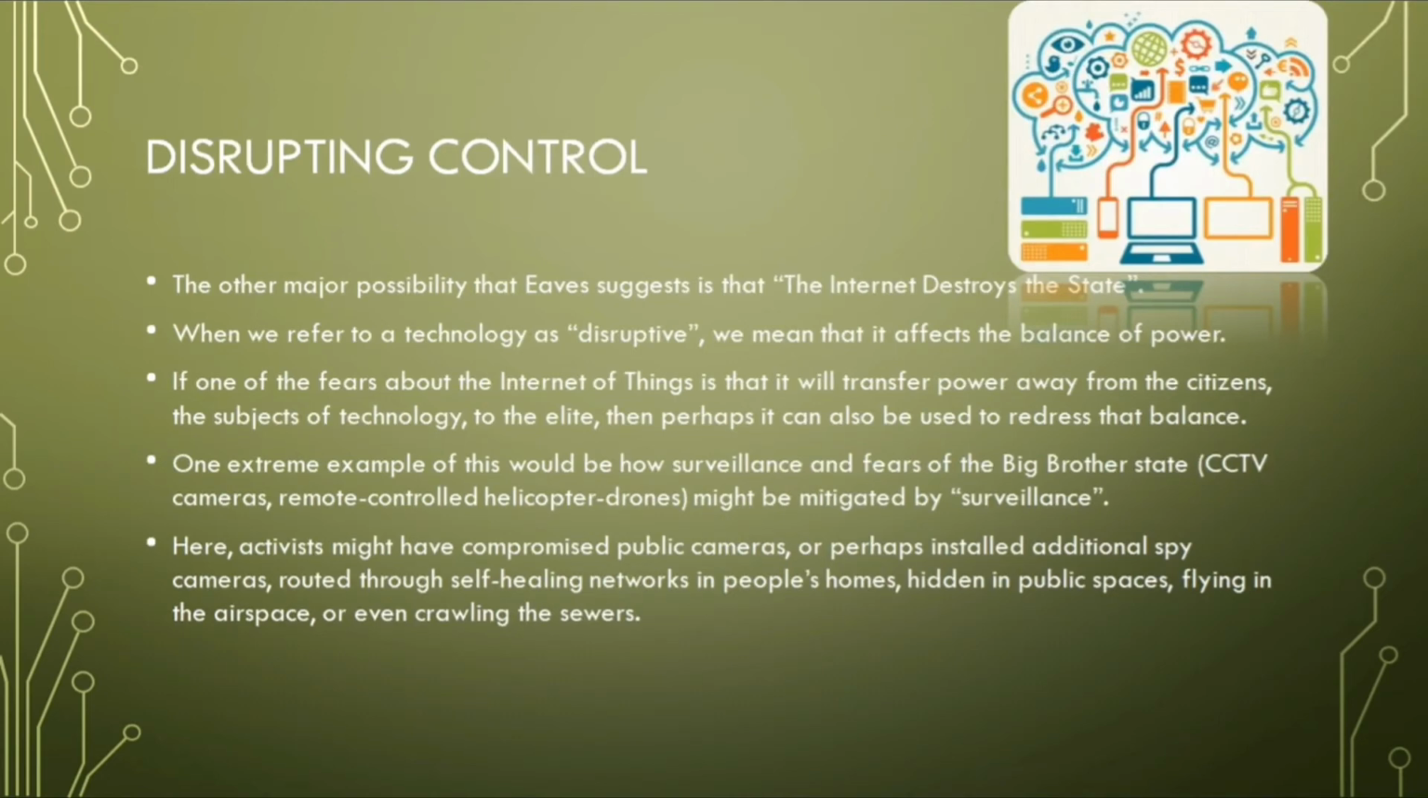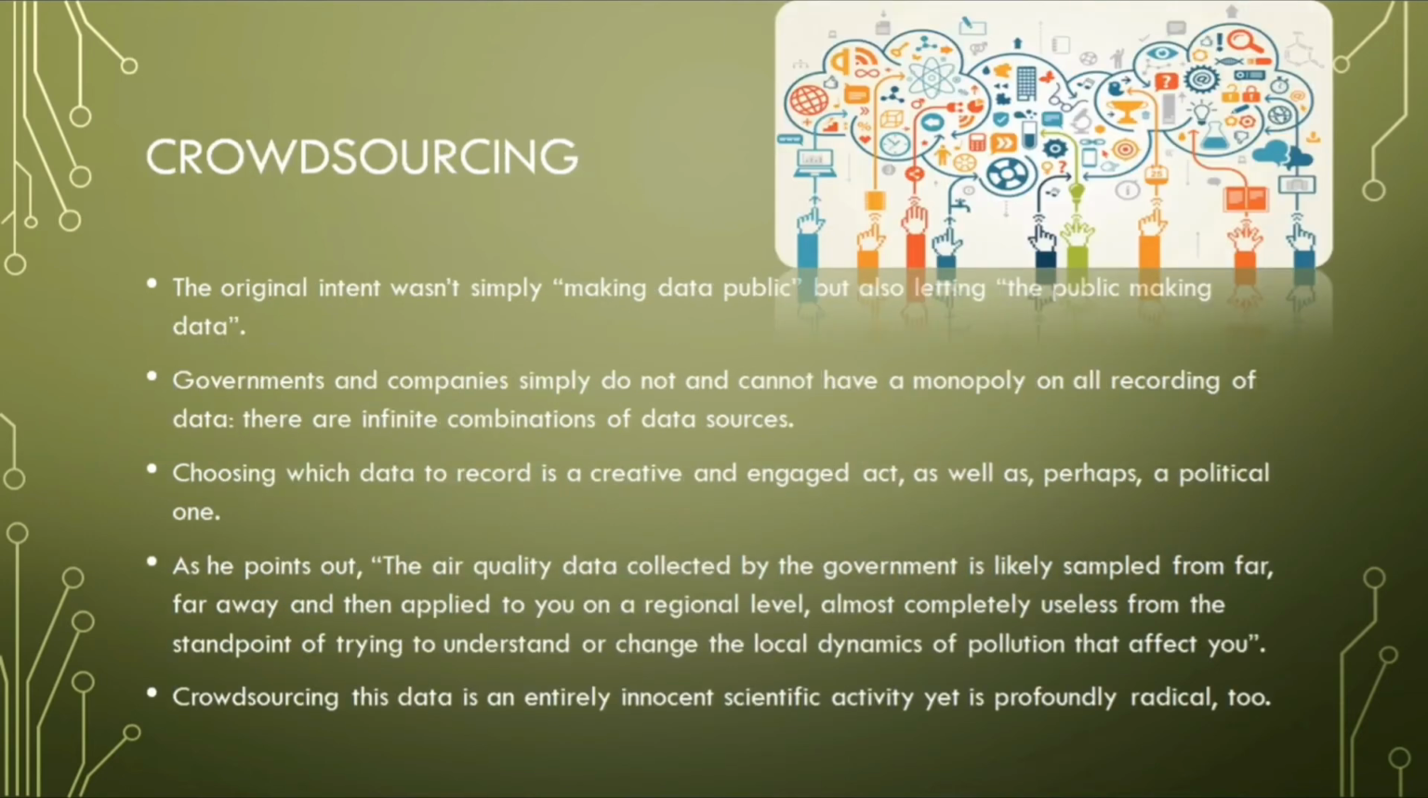The internet destroys the state. This is a hard and uncomfortable scenario to imagine. When a technology is referred to as disruptive, it means that it affects the balance of power. It is being claimed that Internet of Things will transfer power away from the citizens. These devices, with the help of robotic networks, can become self-healing networks. Transferring power from humans to machines can be disruptive.